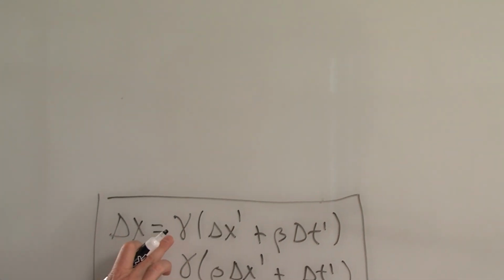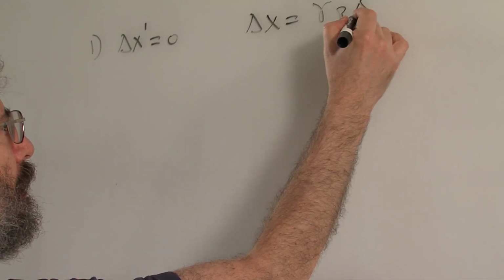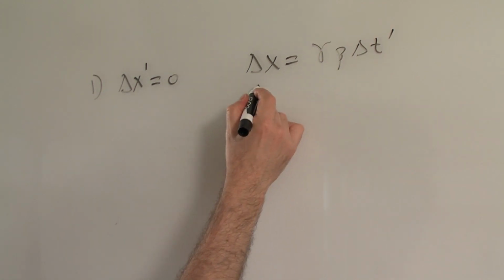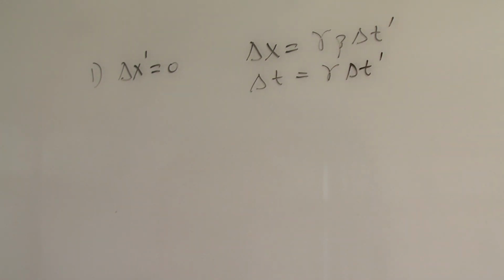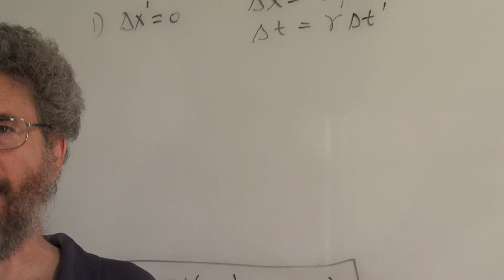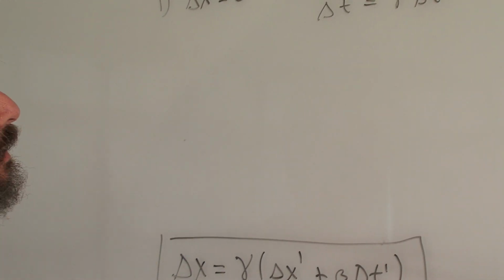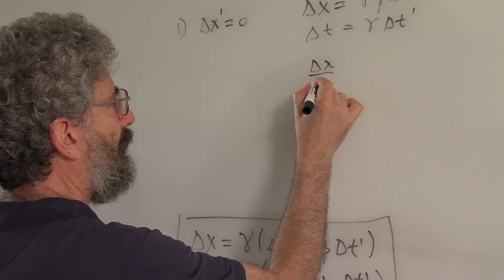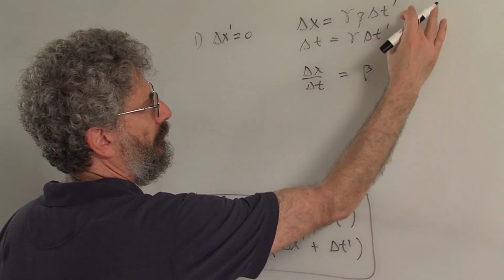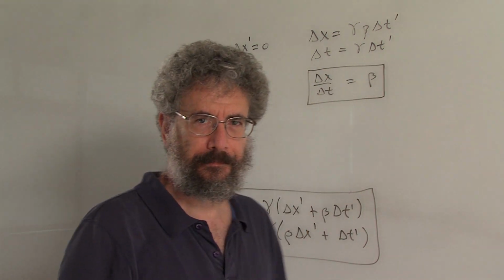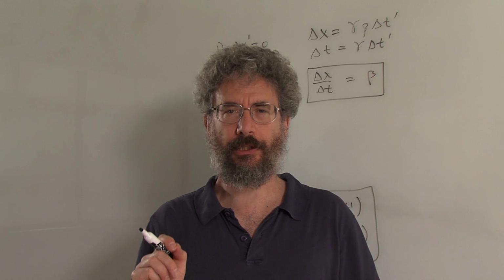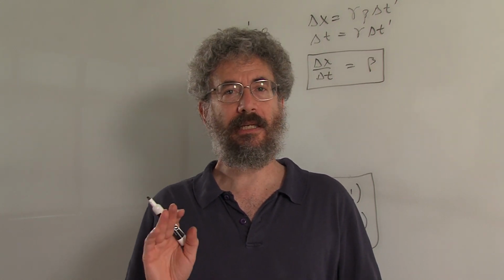Delta x is going to be equal to gamma beta delta t prime, and delta t is going to be equal to gamma delta t prime. Now if I simply divide one of these by the other, what I will get is delta x over delta t equals beta. Doesn't matter what the delta t prime is. So what this tells us is something that we should be very happy about when we see it. It's that Einstein appears to be moving with the velocity beta in the unprimed frame.